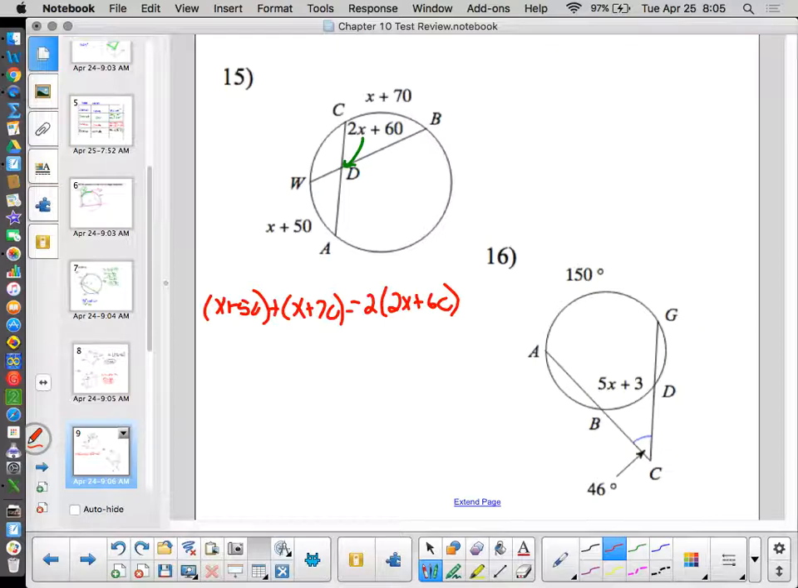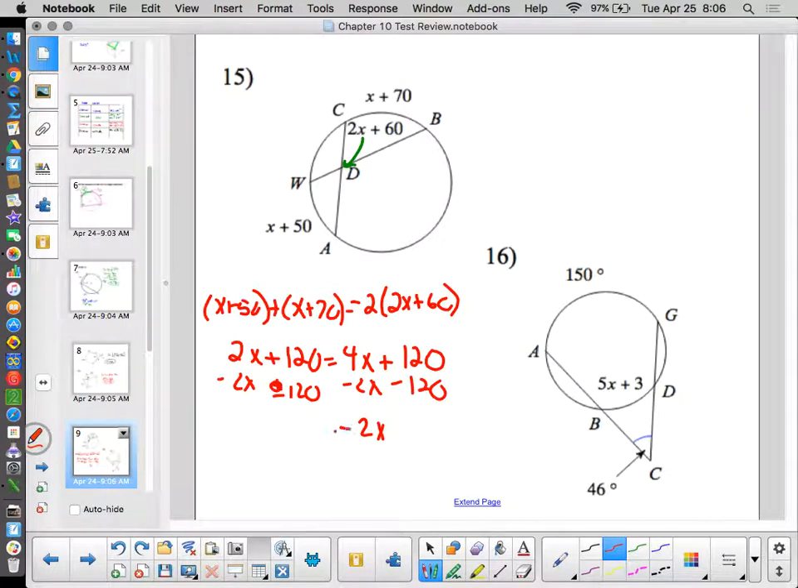So I have to combine terms. That's 2x plus 120 equals 4x plus 120. Subtract 2x from each side, subtract 120. Subtract 2x, subtract 120. I get 2x equals 0. Uh-oh, so that means x equals 0. That's okay. 0 is a perfectly good number.